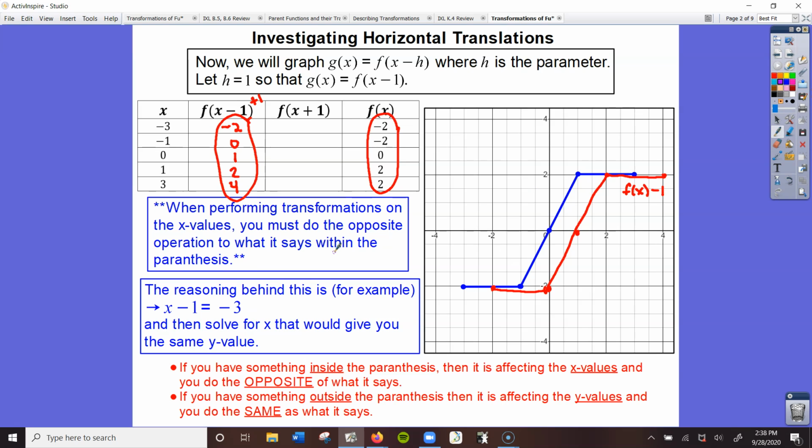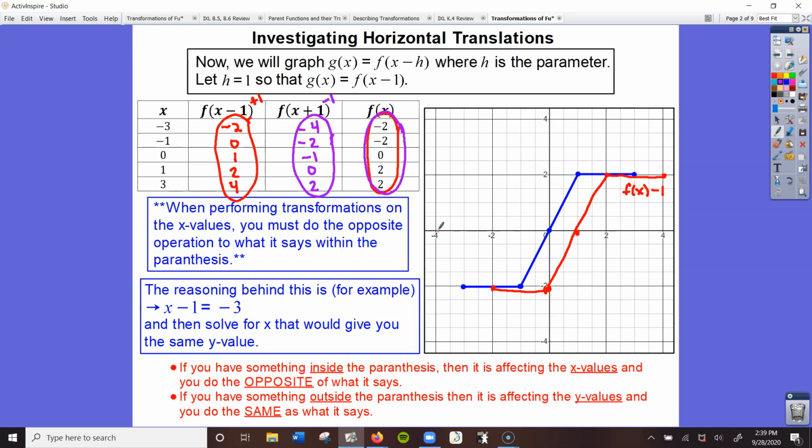Now we're going to do f of x plus 1. So if we're following the same logic, whatever is inside of the parentheses, we have to do the opposite. So instead of adding 1, I'm going to subtract 1. So I'm going to take all of my original x values and subtract 1 from each of them, making this column -4, -2, -1, 0, and 2. And now I'm going to graph these x values with my original y values.